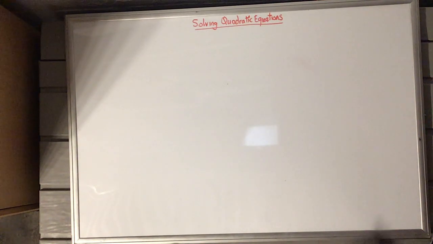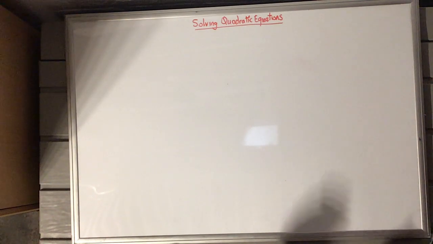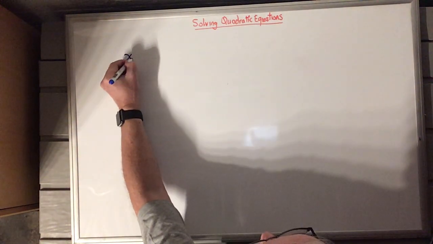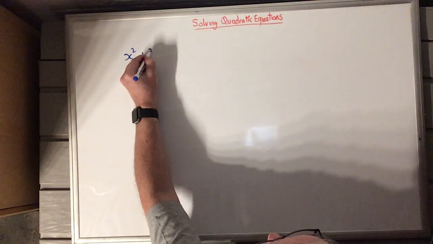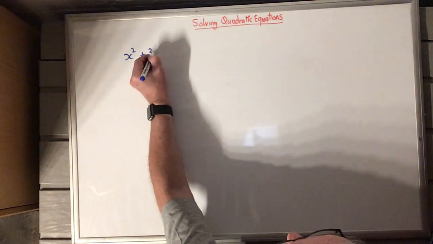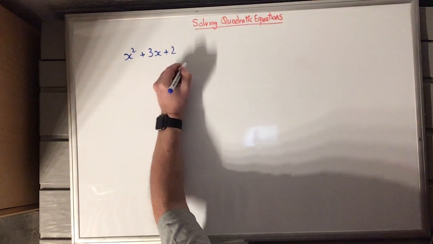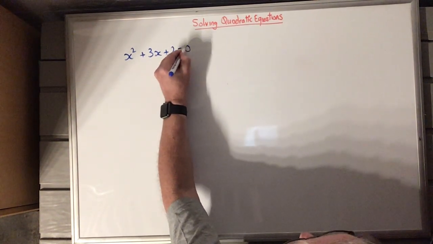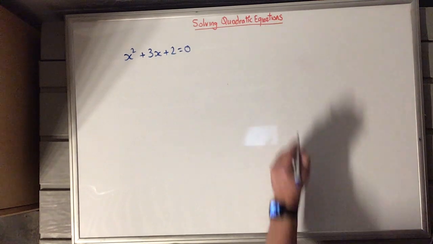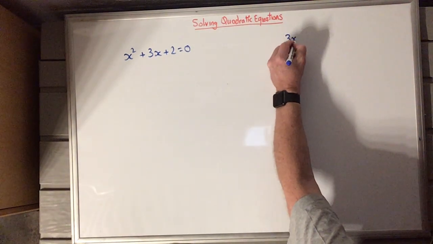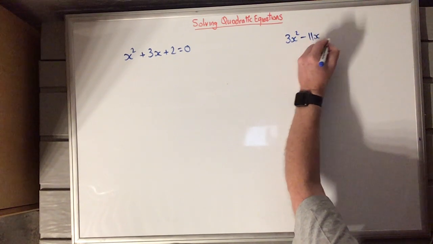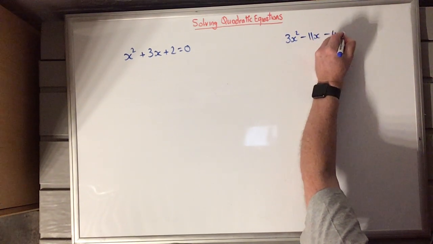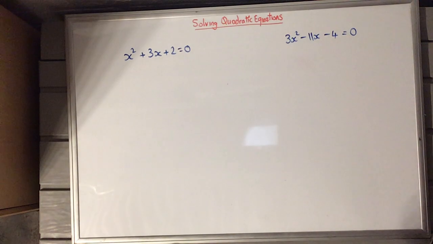Again, I'll just do 2 because they're all done the same way, so no point in labouring the point too much. So x squared plus 3x plus 2 equal to 0, and 3x squared minus 11x minus 4 equal to 0.